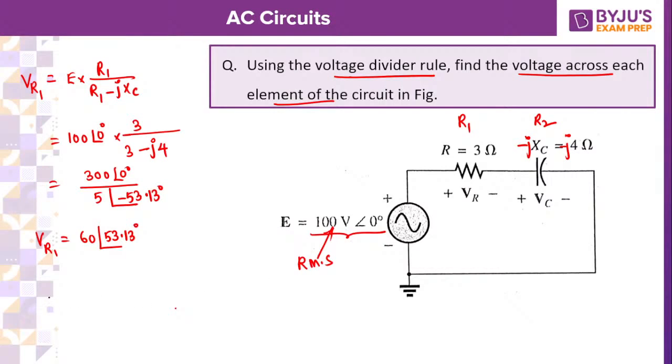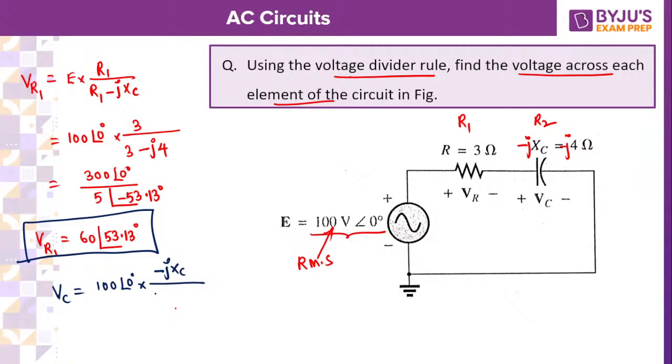Now, moving on to the voltage across a capacitor. Similarly, voltage across a capacitor also you can calculate. Voltage across a capacitor will be source voltage, 100 at an angle 0, into that resistance. Simply you can write it as R2 divided by R1 plus R2. R2 is minus jXC, divided by R1 plus R2, which is 3 minus j4. So let me write directly minus j4. Now here 100 into 4, I can write this minus j4 as 4 at an angle minus 90, divided by 3 squared plus 4 squared, we have got it as 5, 5 at an angle minus 53.13. Just now we have seen.